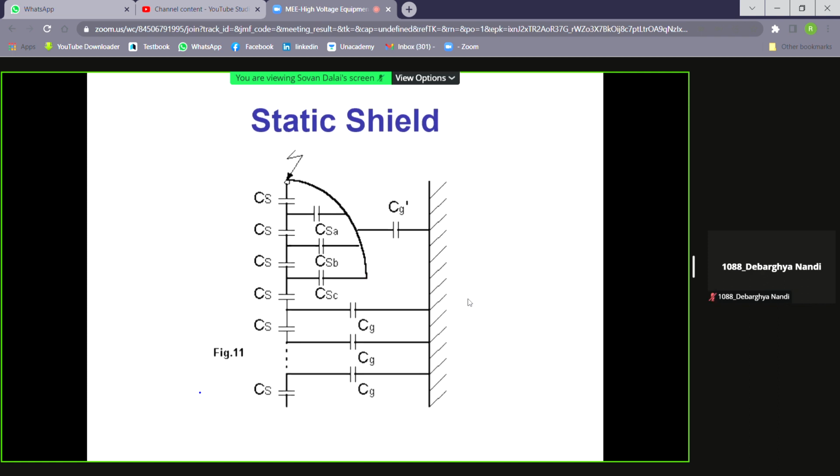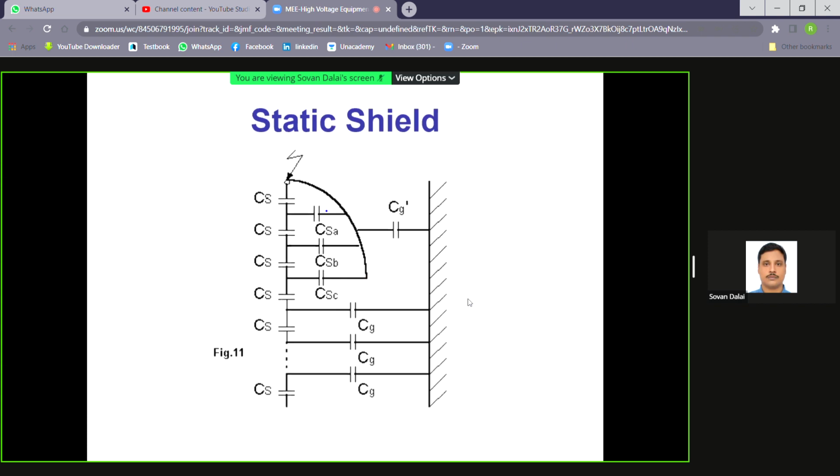This looks a lot like a suspension type insulator. Yes, I am talking about the suspension insulator. Basically a suspension insulator consists of several disk insulators. Have you studied the equivalent circuit of a suspension insulator? So this is exactly equivalent to a suspension insulator, where CS you can consider as equivalent to the mutual capacitance or the disk capacitance, and CG is the ground capacitance.